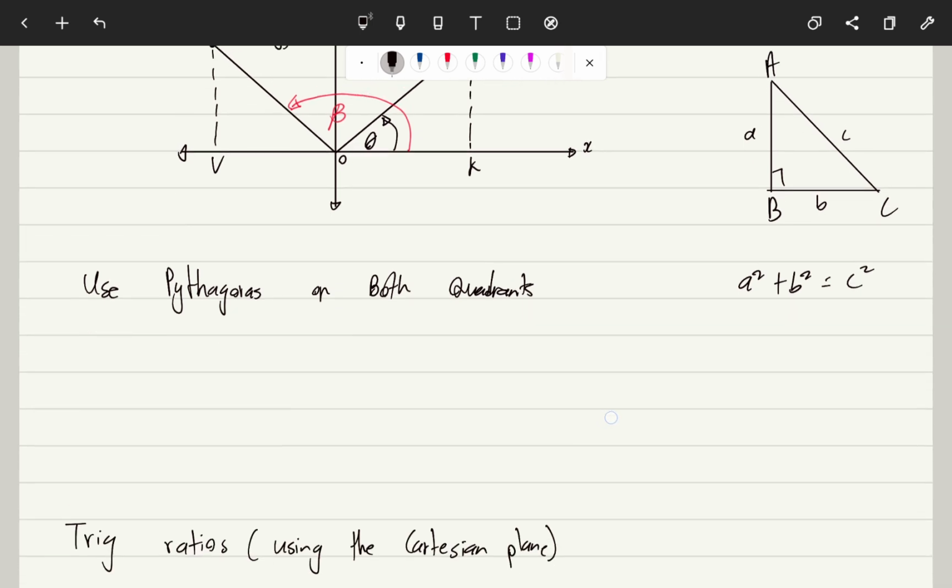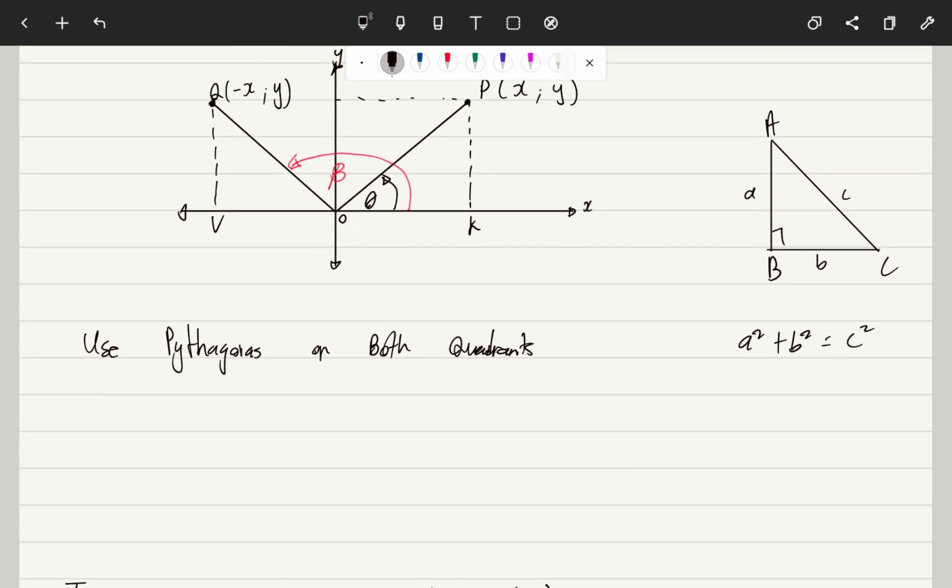So we will start with the first quadrant. Also, I should put that in a Cartesian plane under trigonometry, the longest side we just call r. So let's go. We have OP squared equals PK squared plus OK squared.